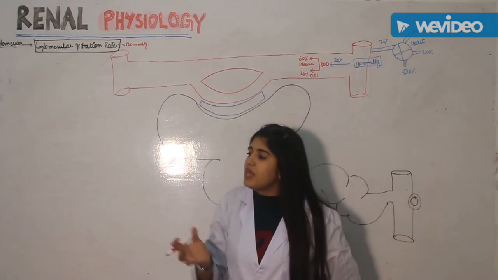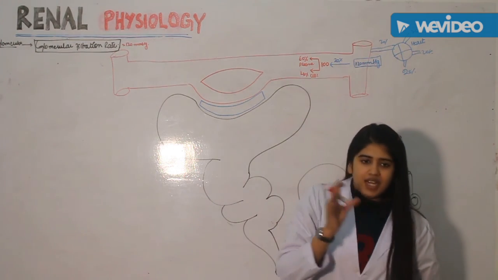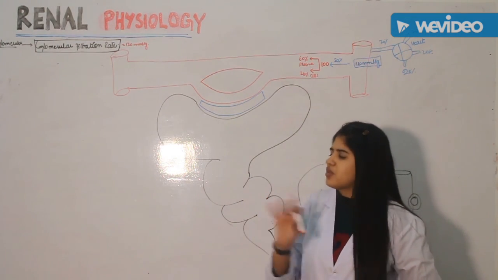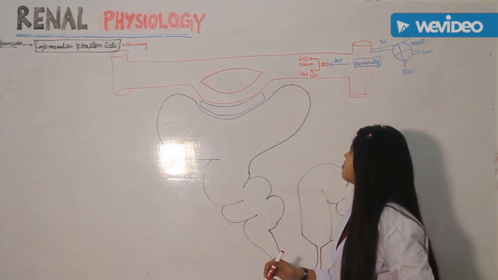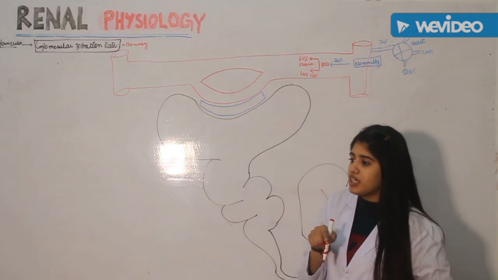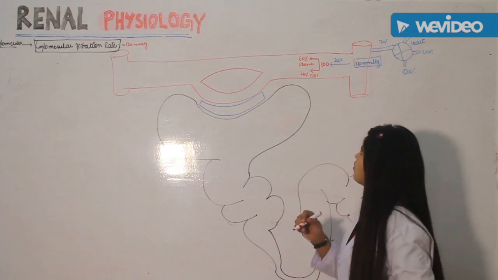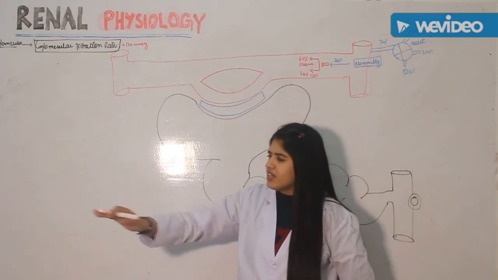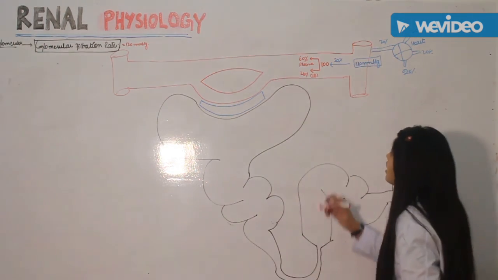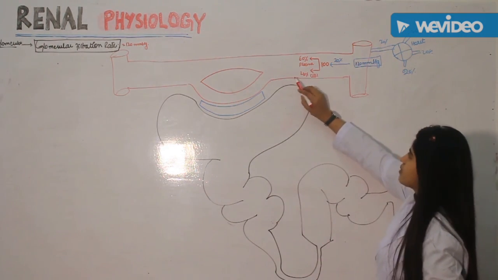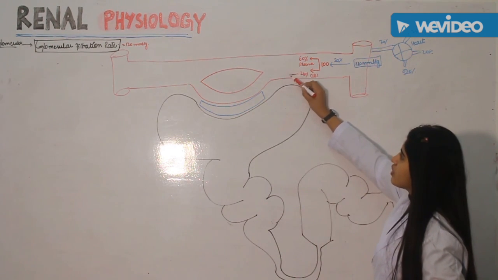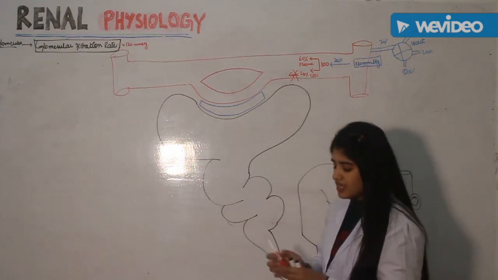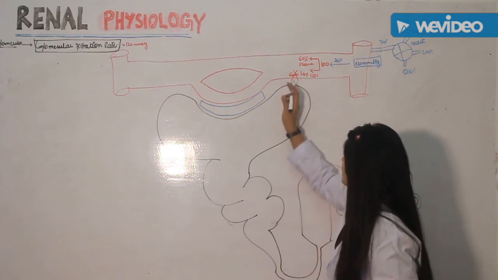Plasma and cells, because blood is made up of plasma and cells. Cells are RBCs, WBCs, platelets, or whatever it is. And the plasma includes the plasma proteins, which are like albumin, globulin, and so on, each and every different protein. We will not go into that detail. So 40% cells and 60% plasma. Cells cannot be filtered, so cells will be passing.